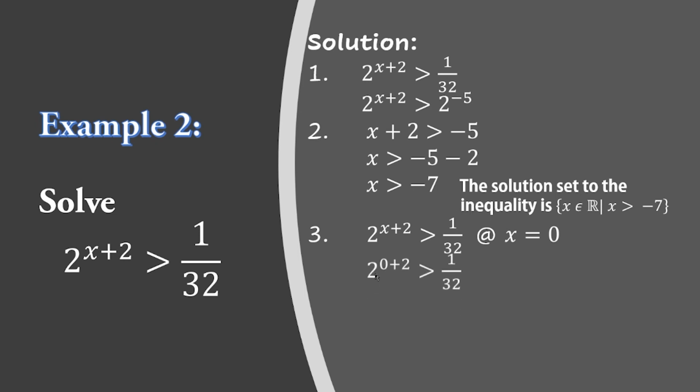So substituting 0, we have 2 raised to 0 plus 2 greater than 1 over 32. So 0 plus 2, that is 2. So 2 squared is greater than 1 over 32. Let's check if this is correct. So 2 squared is equal to 4. So 4 is greater than 1 over 32. So this statement is correct, meaning our solution set is correct.